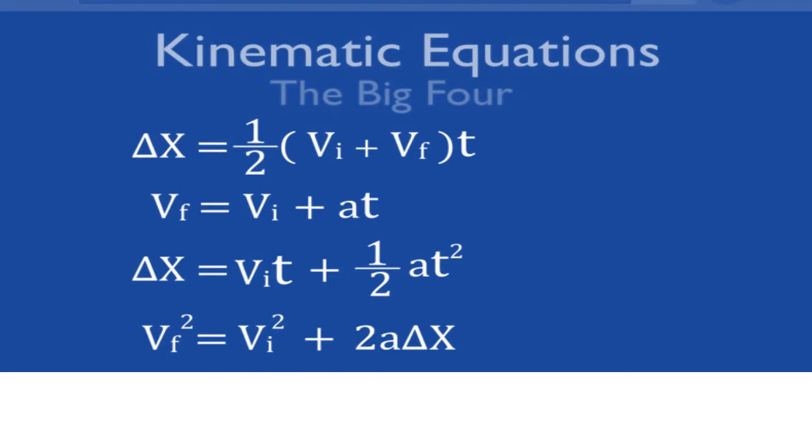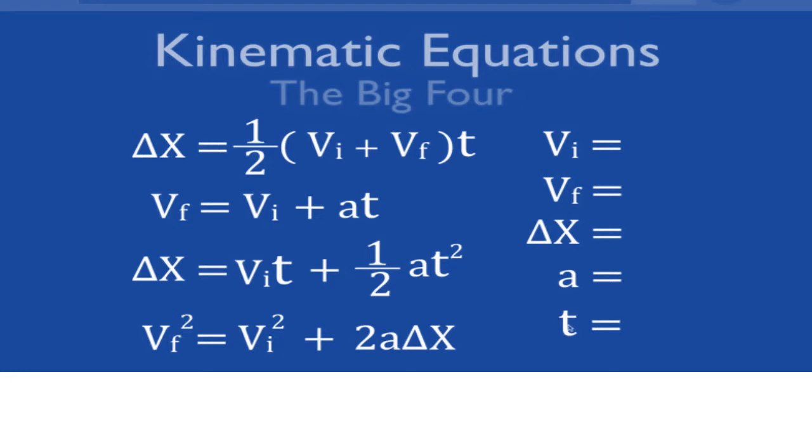First of all, remember that these equations are used when we have constant acceleration, when the acceleration is staying the same. That means that the velocity will be either increasing or decreasing, but the acceleration will be staying the same. Now you will notice we have four equations, and in these four equations we have five different variables. These are the initial velocity, the final velocity, the change in position, the acceleration, and the time. And we can use these equations to solve for any of these five variables.